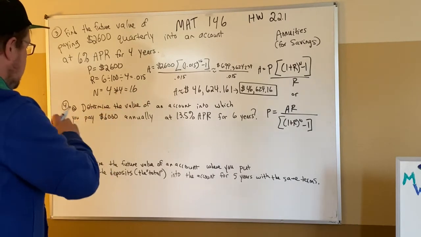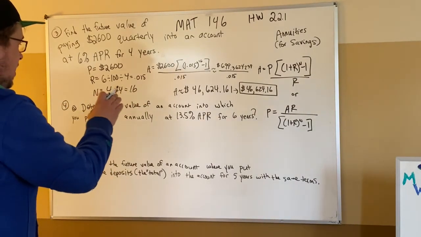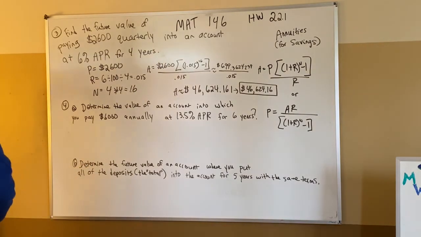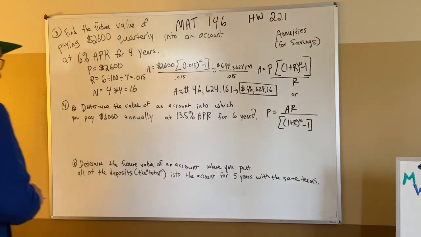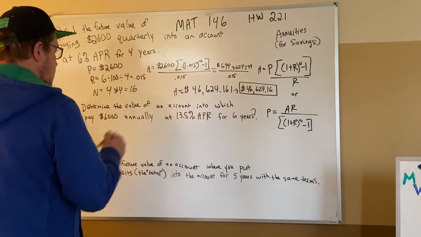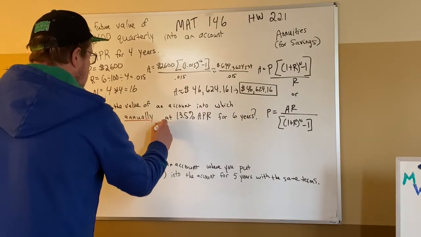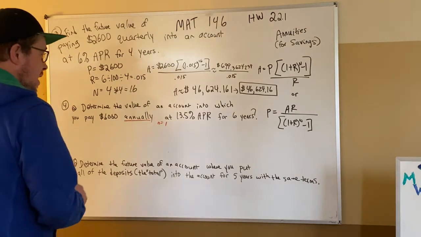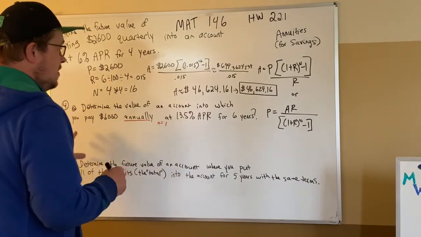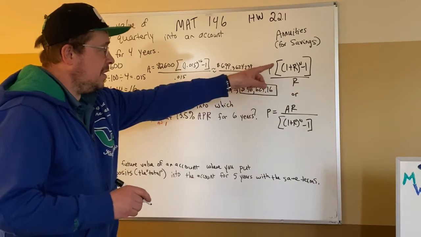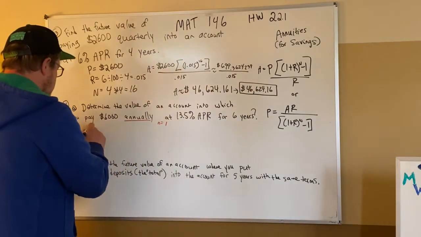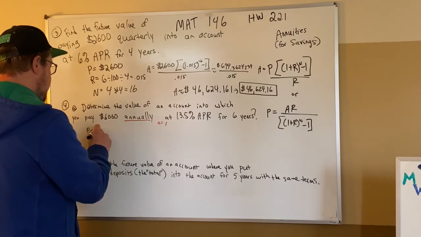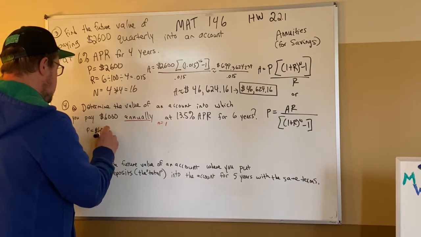Determine the value of an account to which you pay $6,000 annually at 13.5% APR for 6 years. So this is annually. Because it's annually, it's just once a year. Therefore, N is equal to 1. And I'll put that in red for us when we need to do that. But we're looking to find here, what is the account going to be worth? So we're going to be putting in P, R, and N, and therefore we better know that P is $6,000 going in once a year.